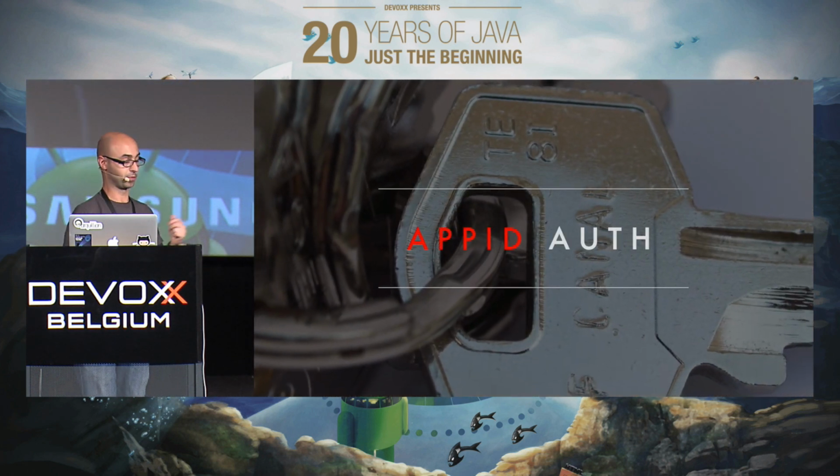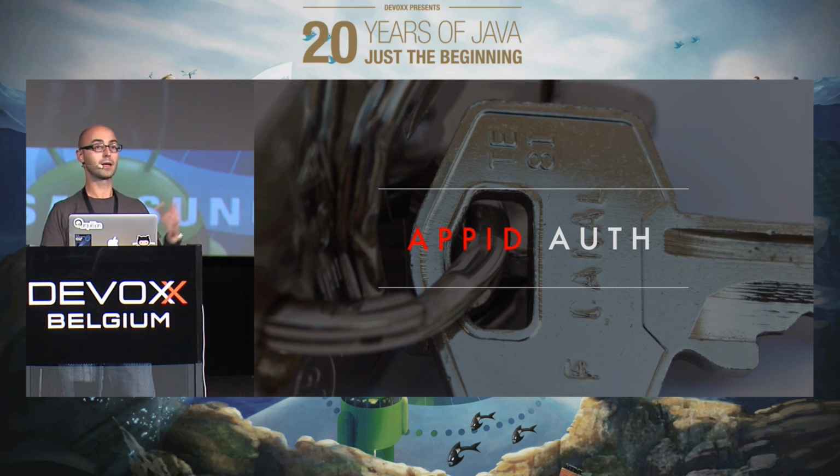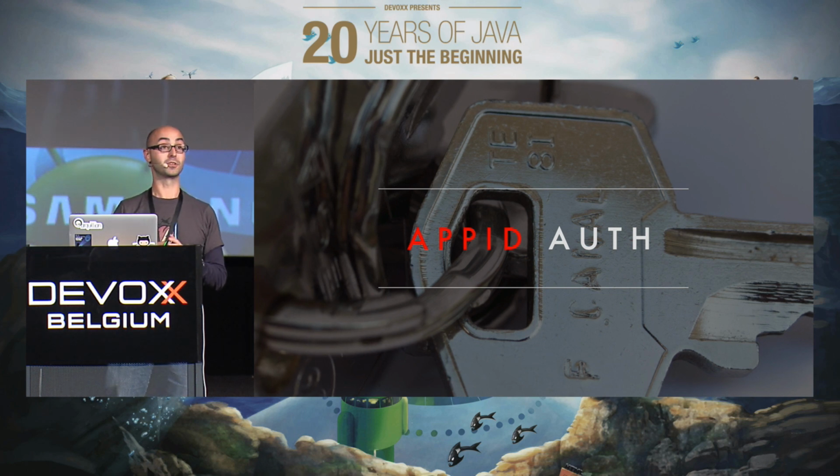But this is what Bolt tries to fix. And it tries to fix it with one authentication method, which is called a PPID. Basically, a PPID is a machine-oriented method.